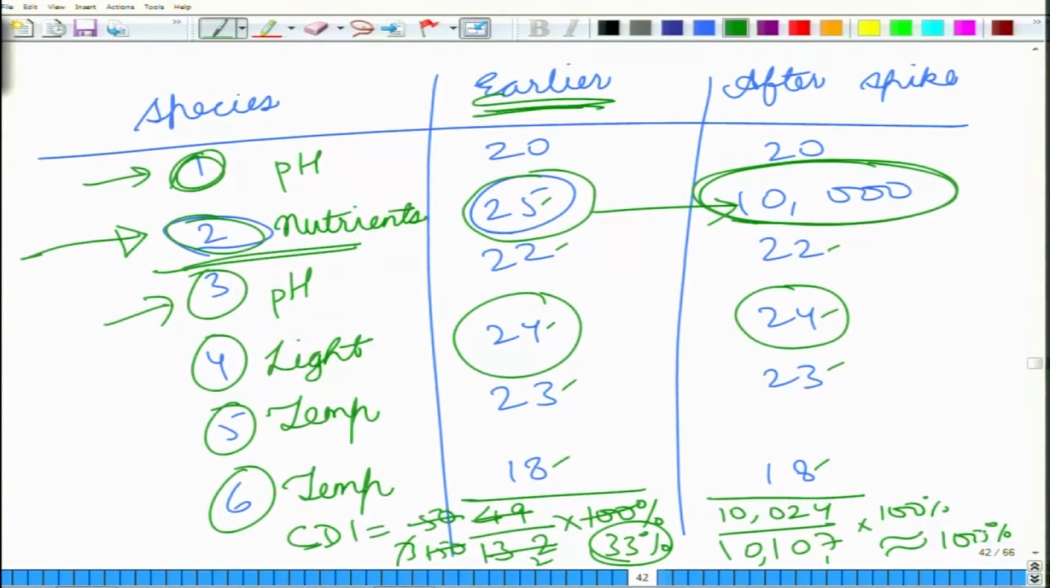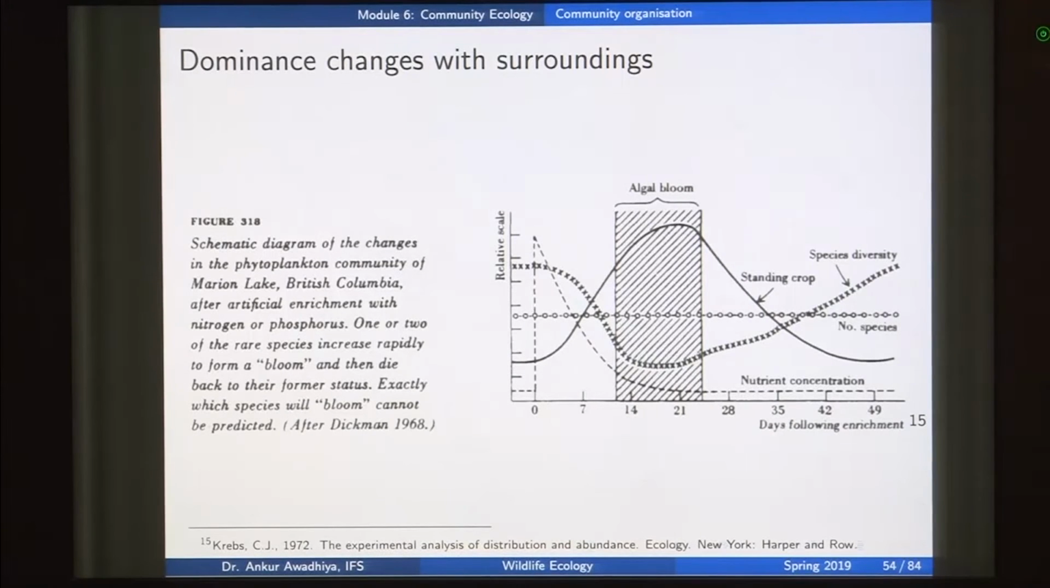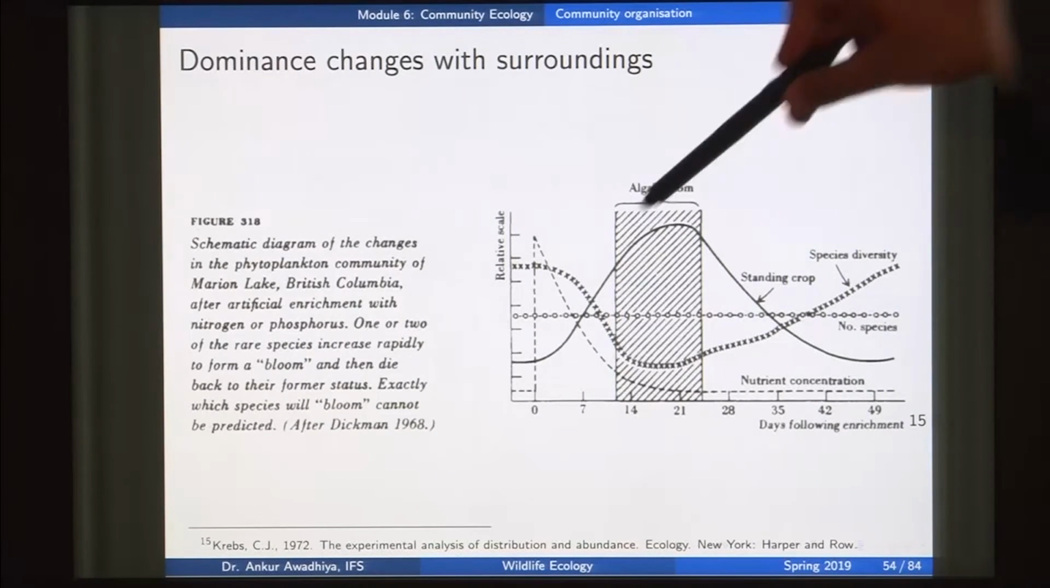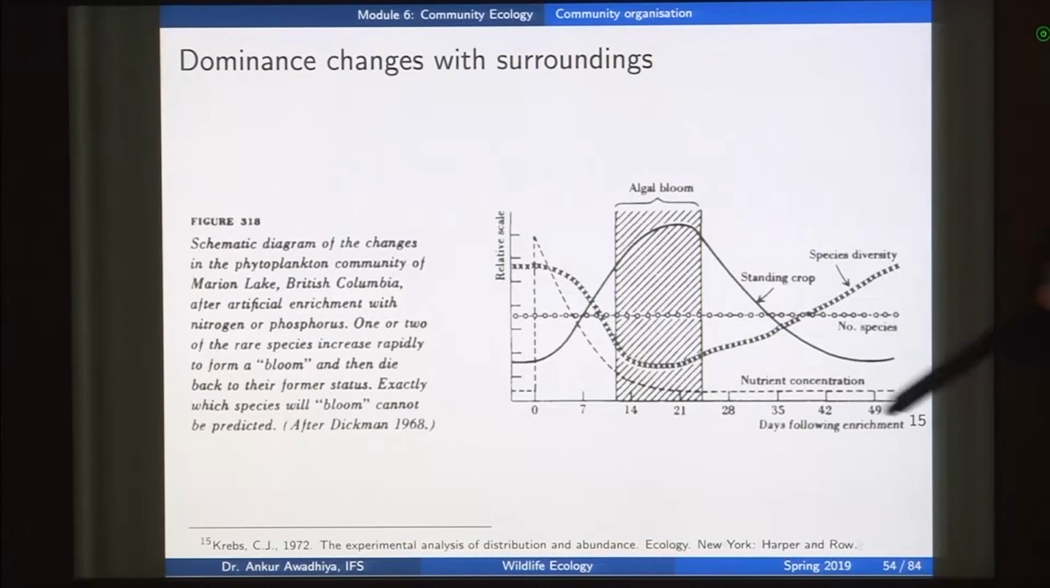So, the community dominance index shifted from 33% to 100% just because of some changes that came up in the surroundings. So, the dominance changes with the changes in the surroundings. But then in this particular case, we can also see that the community, even though it suffered with this algal bloom, the later on values of everything are the same as that of the initial values.